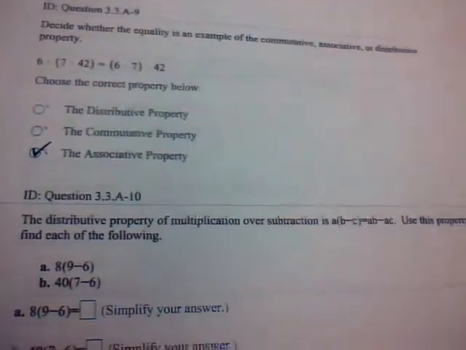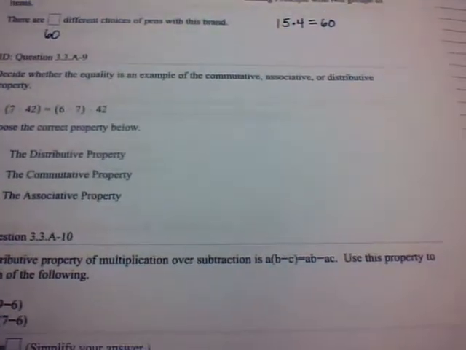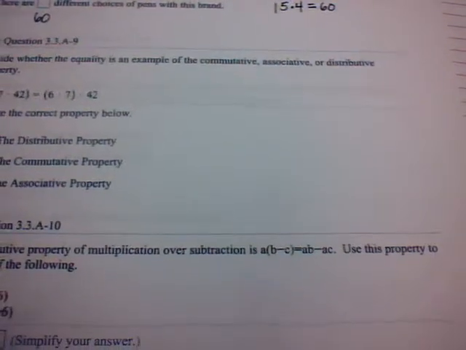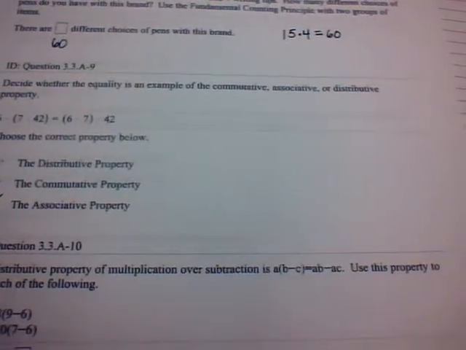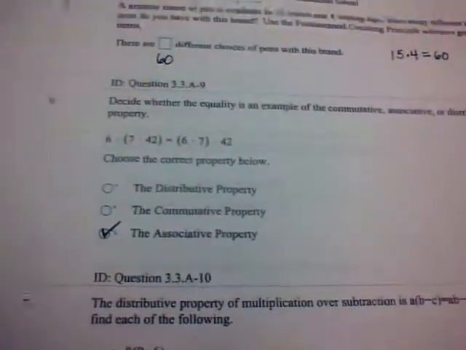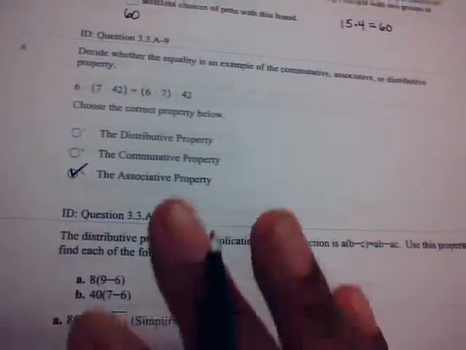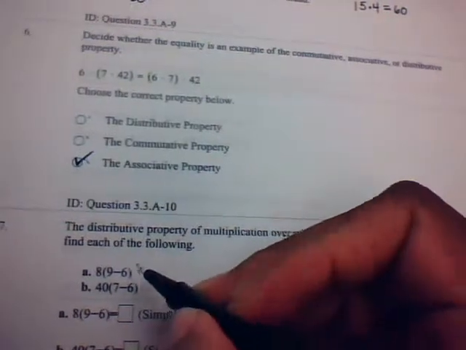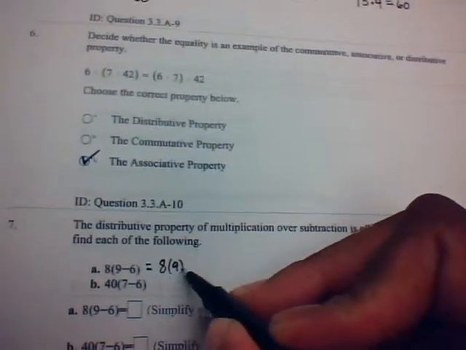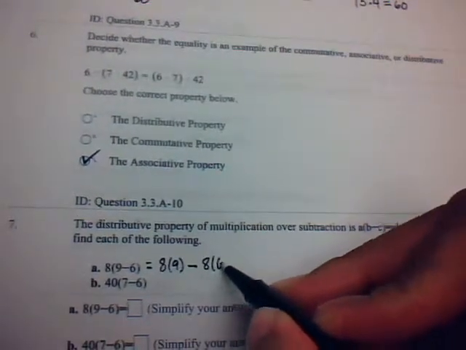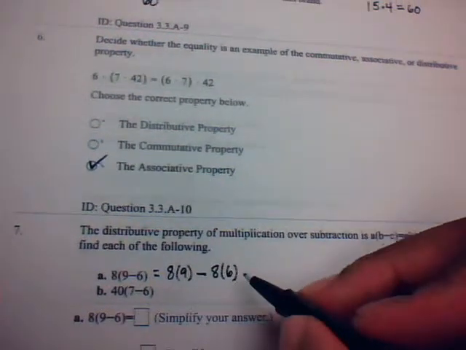All right, number 7, the distributive property of multiplication over subtraction is this. A times parentheses B minus C is equal to A times B minus A times C. Now what you want to do is use this property to find each of the following. In part A, you get 8 times parentheses 9 minus 6. So if I use this property, this will be 8 times 9 minus 8 times 6. I'm just distributing the 8 over the 9 and the 6 using subtraction.